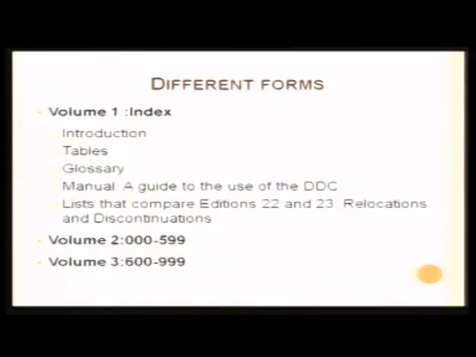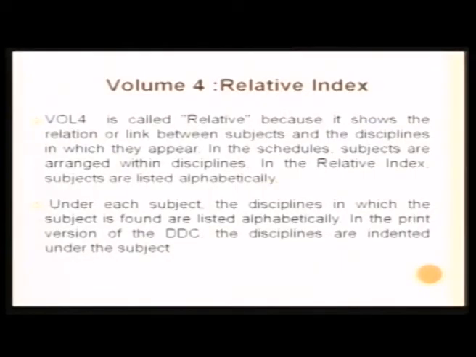Then volume 2, they are the schedules which cover various subjects from 000 to 599, and then volume 3 is also schedule which covers subjects from 600 to 999. Then volume 4 is relative index. Volume 4 is called relative because it shows the relation or link between subjects and disciplines in which they appear.